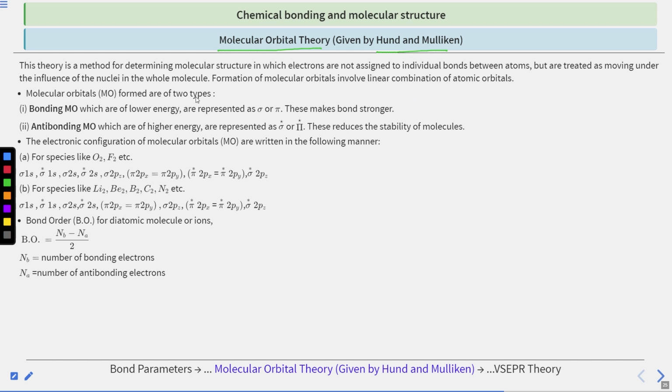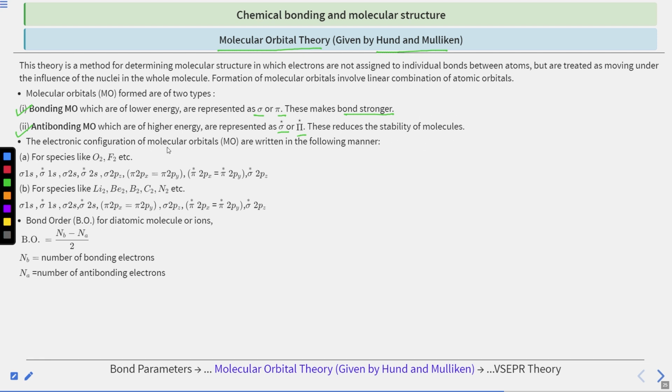Molecular orbitals formed are of two types, bonding and anti-bonding. Bonding molecular orbitals are of lower energy and are represented as sigma or pi. These make the bond stronger. And anti-bonding molecular orbitals are of higher energy and are represented as sigma star or pi star. These reduce the stability of the molecules.